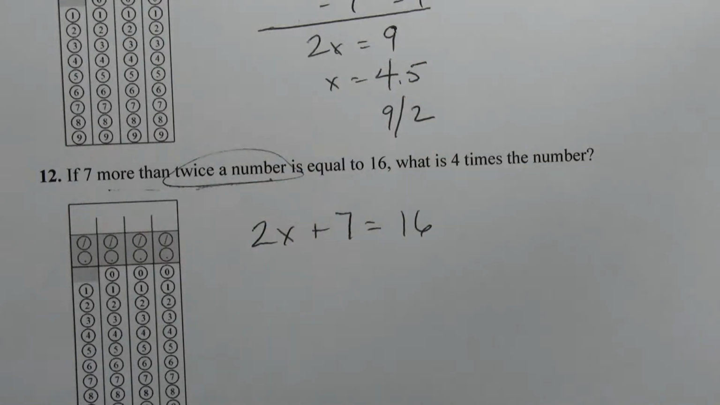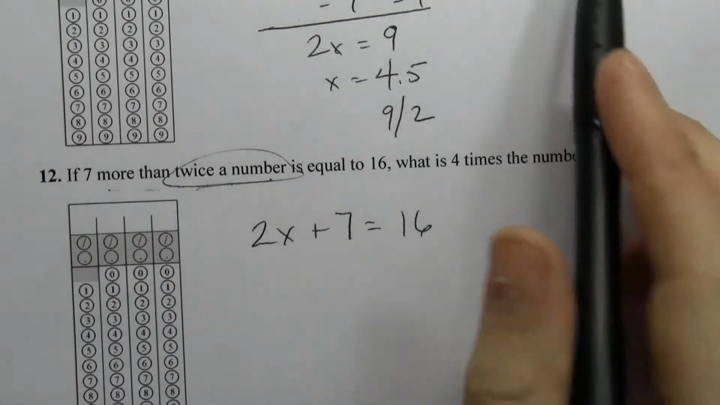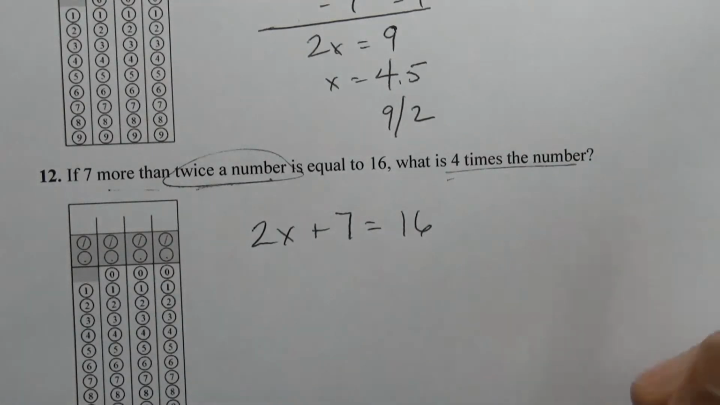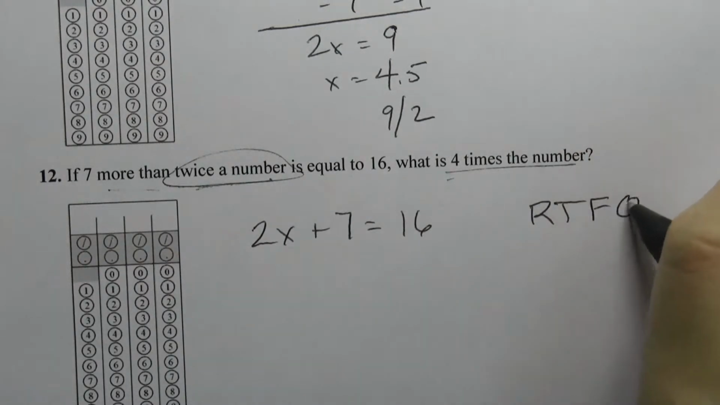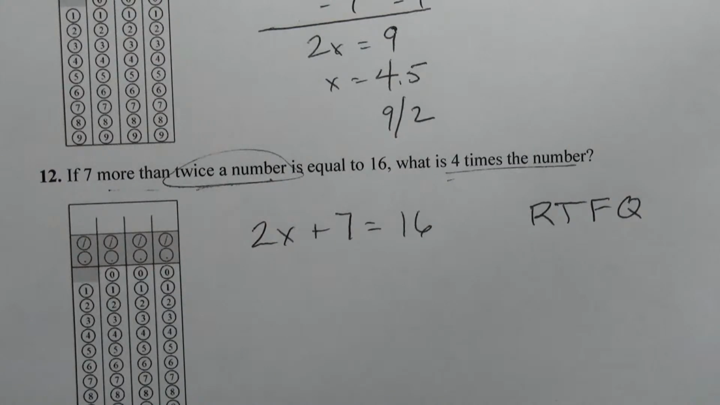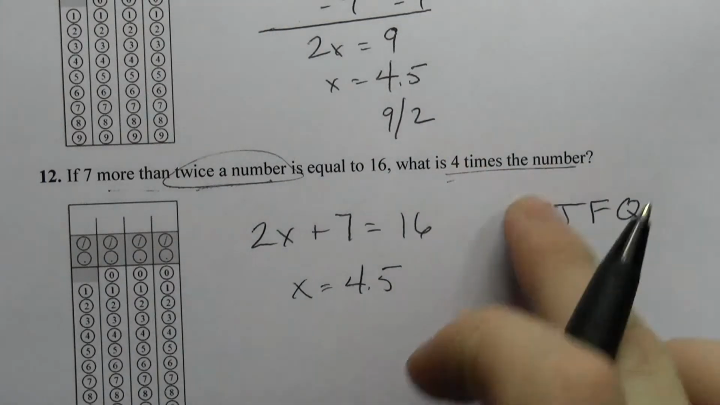So you think to yourself, well, what is the difference between this question and that question? Well, this question's not asking for the number, right? It's asking for 4 times the number, which is another reason why it's really important to R, T, F, Q. I hope you can figure out what those letters stand for. Anyway, so we're going to solve for x again, and we get 4.5, right? But again, the question's not asking for x. It's asking for 4 times the number, right?